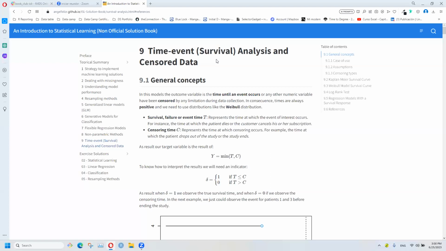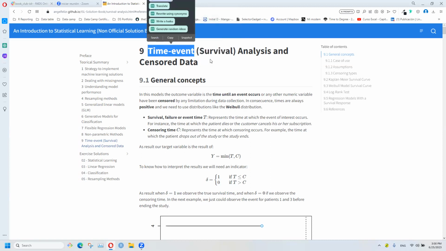Hello. So today we have chapter 9 about time to event, survival analysis, and censored data. Survival is the most frequent term, but the more general one is time to event. So if you want to apply this technique outside of biology or medicine, that's the term that you should try to find.